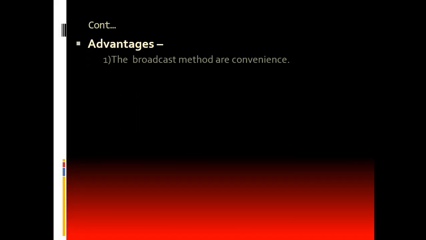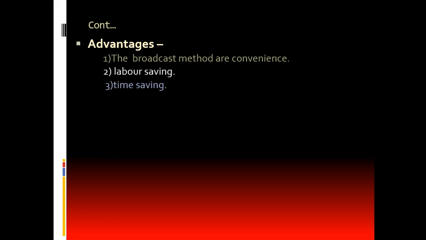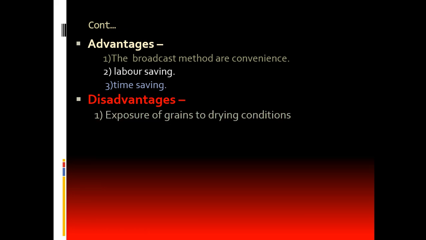Now the advantages of this method. This broadcast method is convenient, a labor saving and time saving method. The disadvantage of this method is exposure of grains to drying conditions. If the grains are exposed to sunlight or dry conditions due to the environment, mostly in summer season because there is very low humidity, there is less spawn run, and also the yield of mushroom we get is very low compared to the normal method.